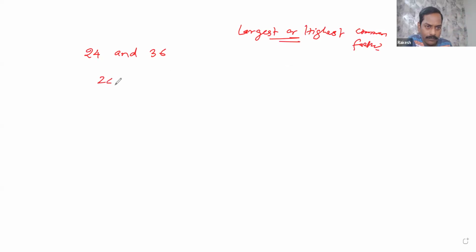So 24, if I want to find all the factors, then this will be 1, 2, 3. Then the next number will be 4. 5 is not divisible. 6. 6 into 4 is 24, right?